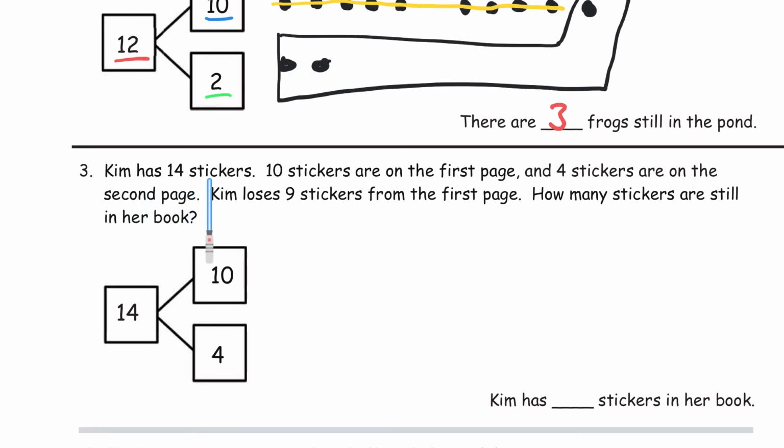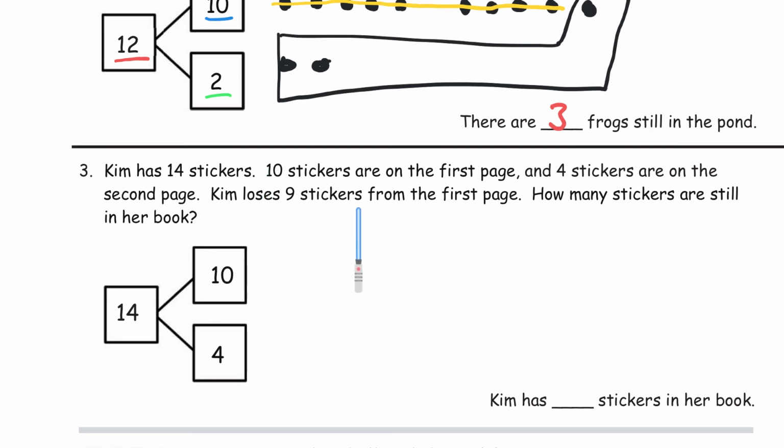Kim has 14 stickers. There's our 14, our total number. That's how many we have in all. 10 stickers are on the first page. There's our 10. And 4 stickers are on the second page. There's our 4. Uh-oh, Kim loses 9 stickers from the first page. So if she lost them, we're not adding, are we? We're subtracting. They're gone. She's lost them.